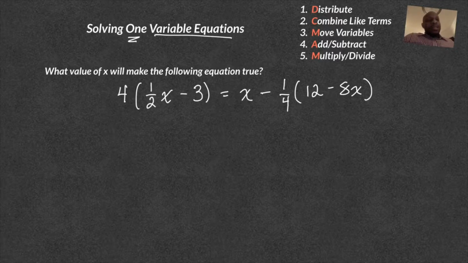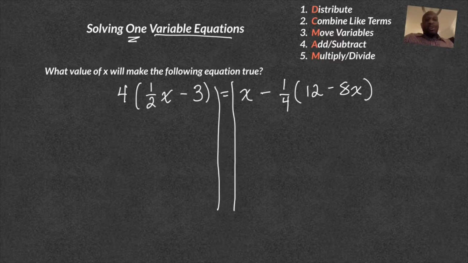It reads, what value of x will make the following equation true? Now remember, it's not an equation if it doesn't have an equal sign. Some people start off by drawing a line straight down the middle. That's fine. There's no one way to do it. This is just one of the ways, and it's easy to remember the steps because of the first letters: "Don't call me after midnight," that acrostic. The D stands for distribute first, so that's always going to come first. You're going to look for parentheses first.